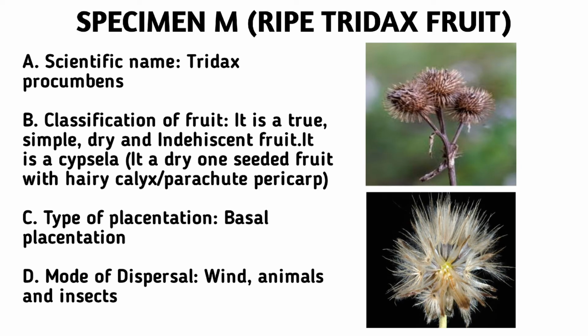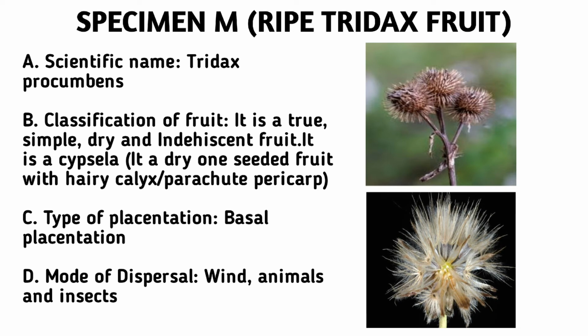Next is specimen M, which is the ripe Tridax fruit. The scientific name is Tridax procumbens. For classification, it's a true fruit. Remember, true fruit develops from the ovary only. It's a simple fruit because it develops from a flower with just one ovary. It is dry because none of its fruit wall is edible or succulent, and then it is indehiscent. By indehiscent, they are fruits that do not burst open when dry. So it is only dry fruit that can be classified as dehiscent or indehiscent. Dehiscent if they burst open to release their seed, then indehiscent if they don't burst open.